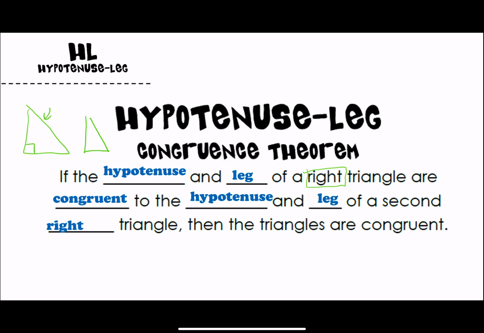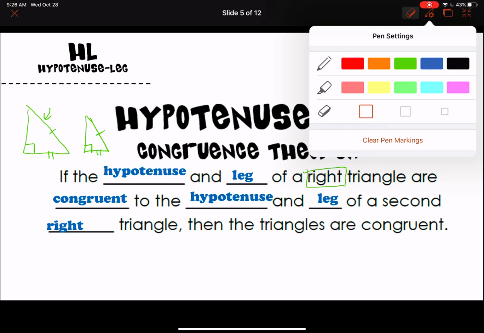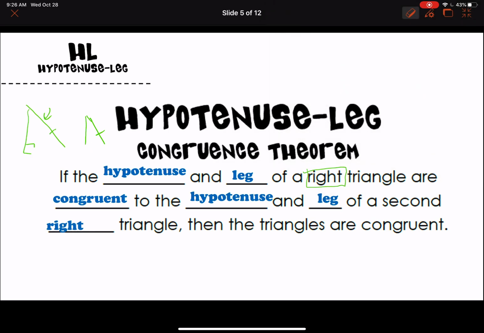So pretty much it's going to end up looking something like this, where your hypotenuse and your leg are congruent. Now, you could also have it say that the other leg was congruent. That would also work. It doesn't matter which leg is congruent as long as they're the corresponding leg on both triangles. Okay, and make sure you highlight the word congruent, or at least put a box around it.